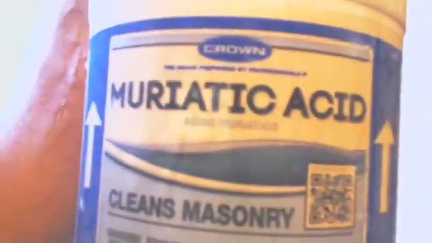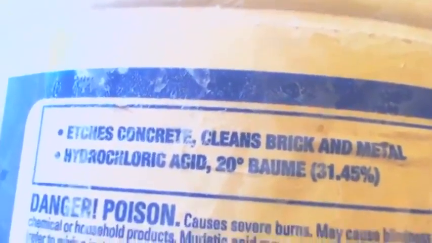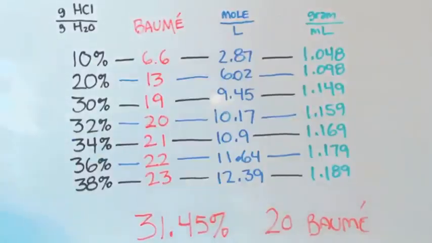As you can see, this cleans masonry. So it's got a 31.45%. I want to show you something about hydrochloric acid. Now, that hydrochloric acid has some kind of contamination in it because it's not perfectly clear. For all the experiments that I do, I usually make something and it's a salt, I recrystallize it or whatever, so I don't really have a problem with it.